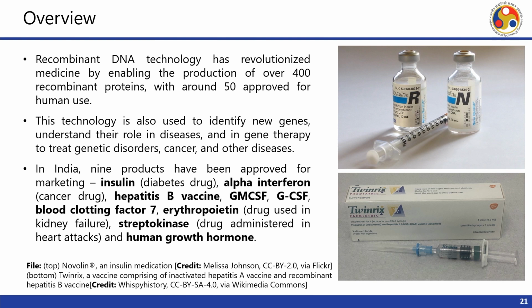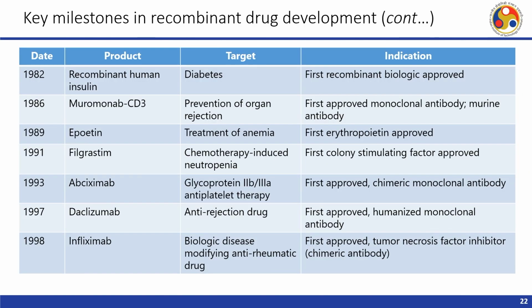In India, 9 products have been approved for marketing, like insulin, alpha interferon, which is a cancer drug, hepatitis B vaccine, GM-CSF, G-CSF, blood clotting factor 7, erythropoietin, this drug used in kidney failure, streptokinase, drug administered in heart attacks, and human growth hormone. Some of the key milestones in recombinant drug development, starting from 1982, when recombinant human insulin was made, which is the first recombinant biologic to be approved.